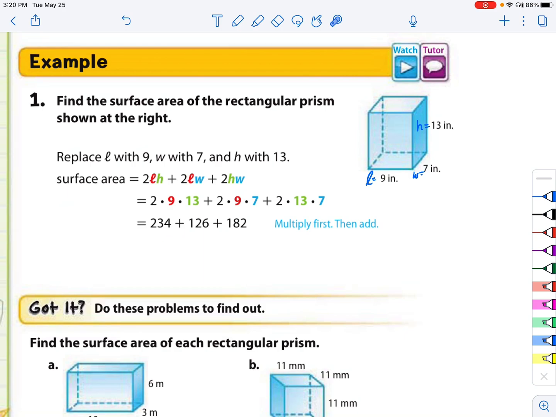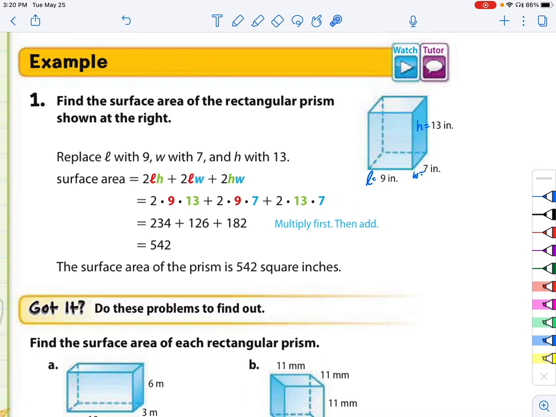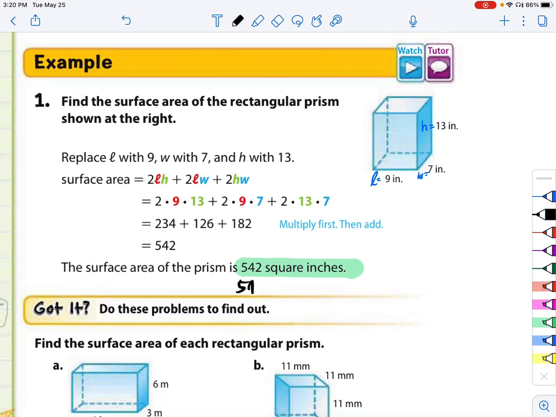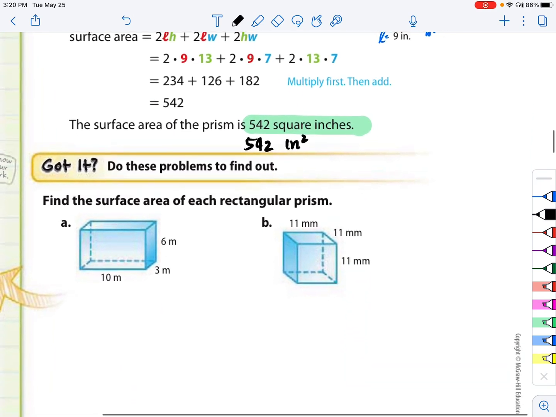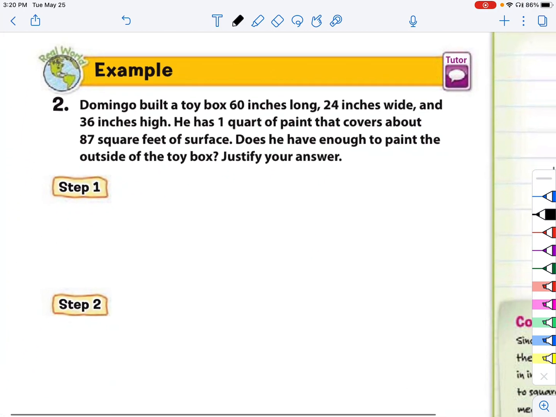We get 234 plus 126 plus 182. So the surface area of this rectangular prism is 542. Since we're talking about area, it's 542 square inches, or you can write that as 542 inches squared. It's the same thing. All right, do the Got It problems A and B. Then let's see if you understand example number 1.